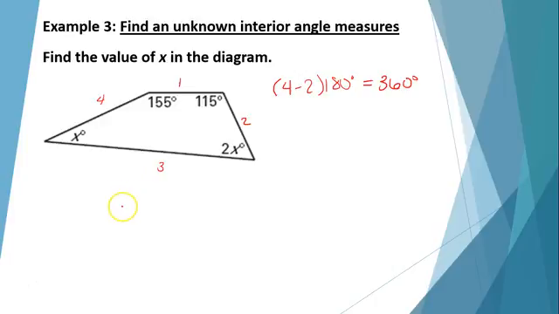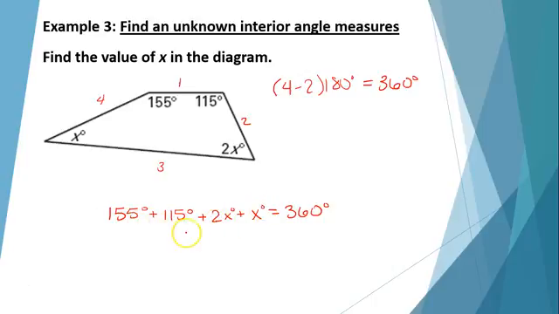Now take your 360 and do this with it. We are going to add together all of these angles by doing this. Say 155 plus 115 plus 2x plus x. So there's all of my angles added together, and that is supposed to equal 360 degrees.